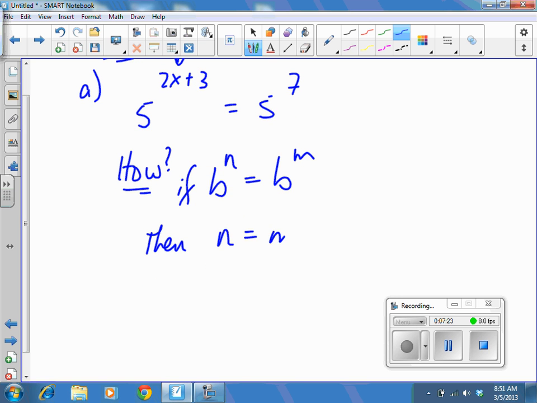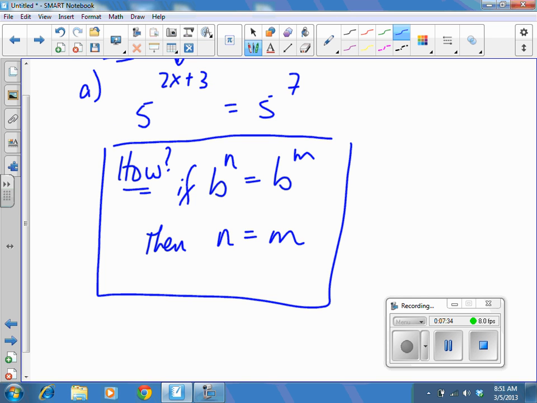N has to equal m. Does that make sense? If b to the n equals b to the m, then the exponents have to be the same. So this is our little property that we use to solve exponential equations. How are we going to solve exponential equations?